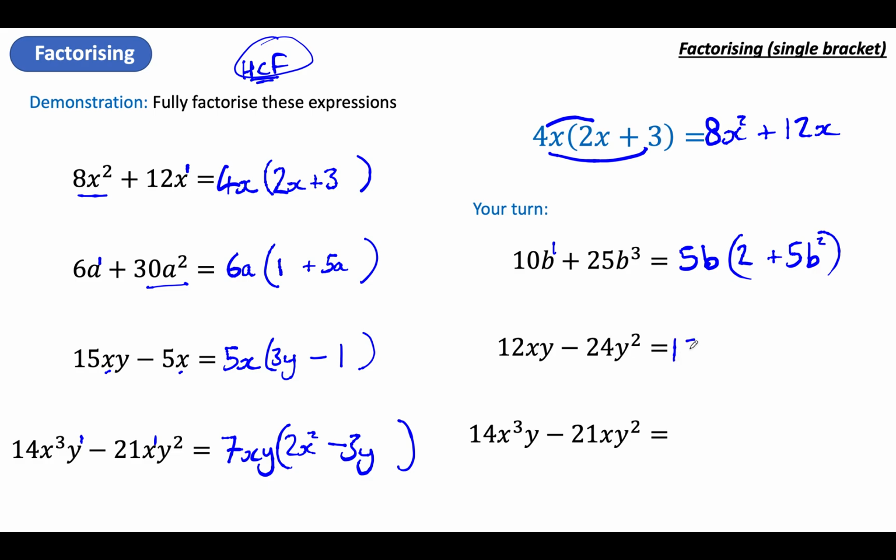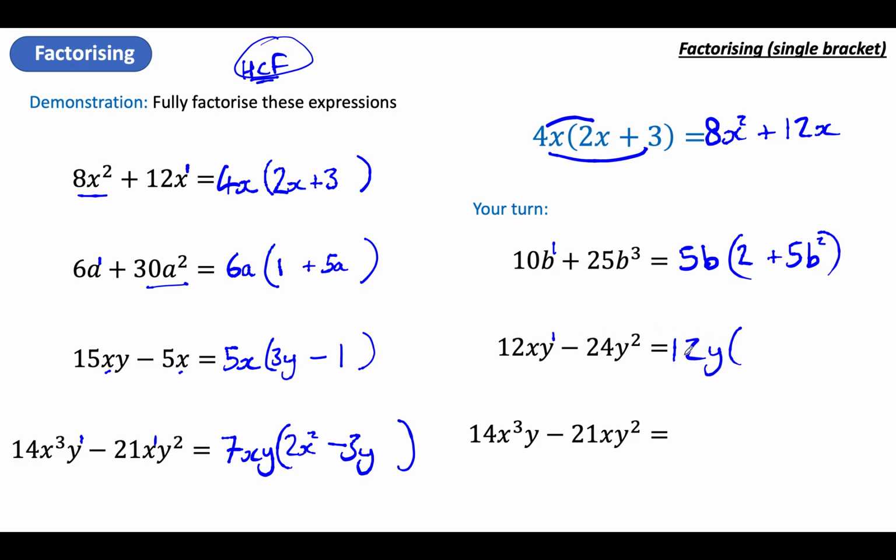Highest common factor, 12. It's not 6 or 4, it's 12, because 12 divides both of these. This one's got an x, but this one doesn't. This one's got a y, just one of them. This one's got 2 y's. So they've both got a y, so that can go outside the bracket. It's a factor. Okay, I need 12xy.